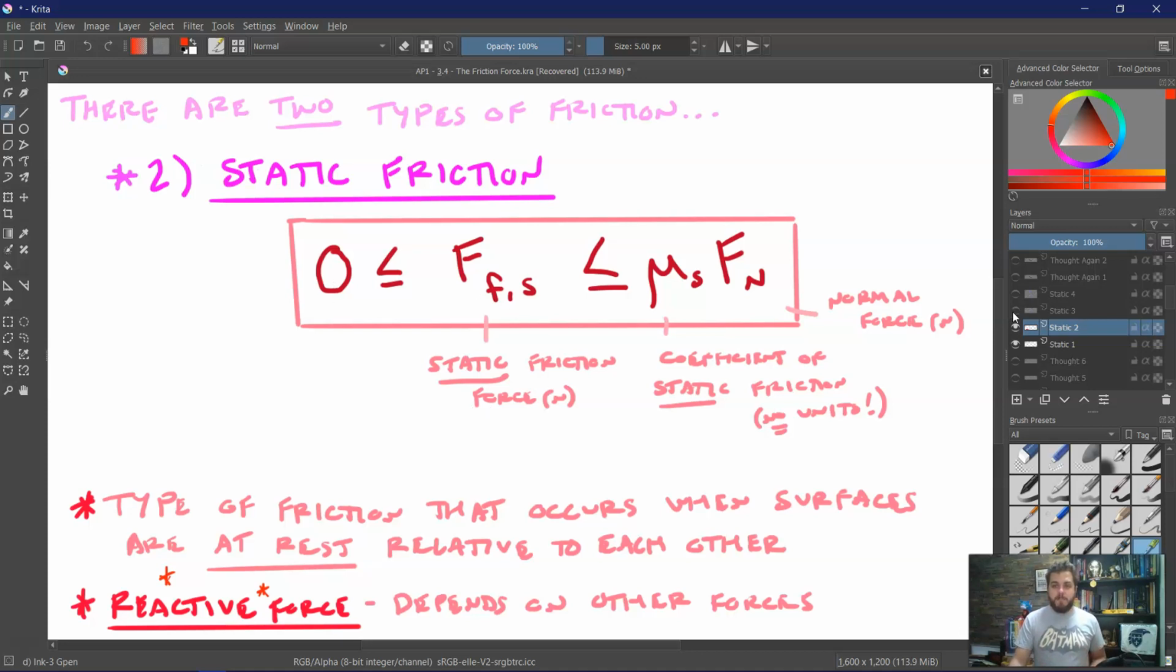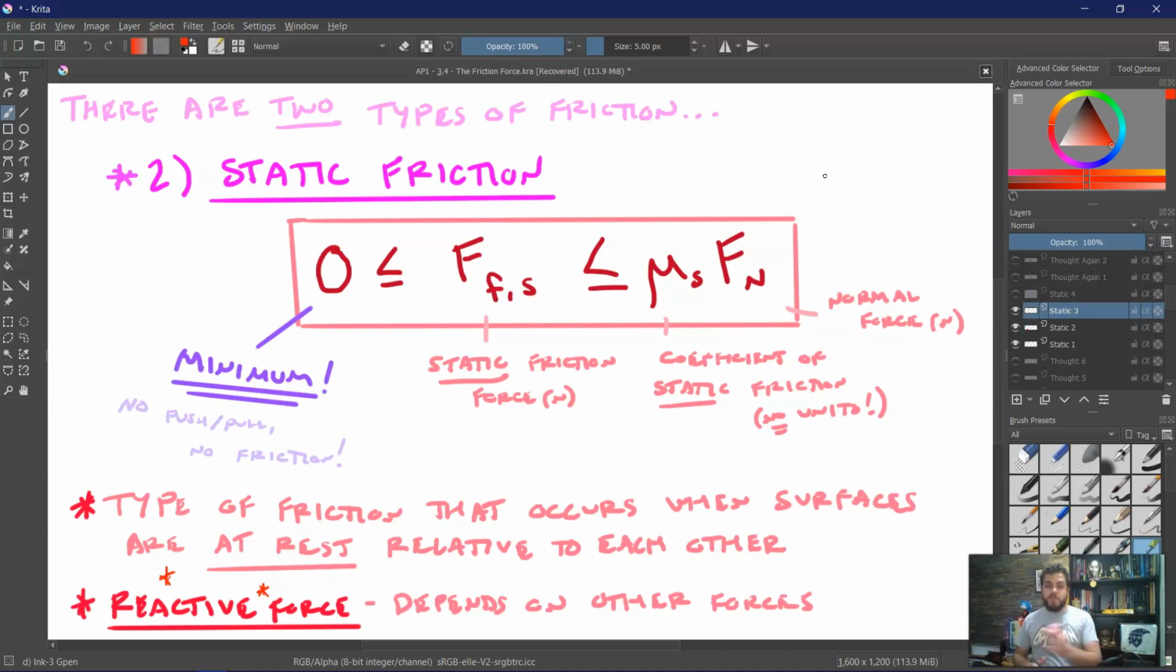That would be our minimum situation, which is ultimately, as long as we're on a flat surface and there's nothing pushing or pulling it across the surface, well then there will be no friction between the object and the surface. Now, ultimately, that's the minimum. The maximum value we could have here would be, well, these two values multiplied together, where we have mu s, the coefficient of static friction, keeping in mind that that is unitless, and Fn being the normal force in newtons.